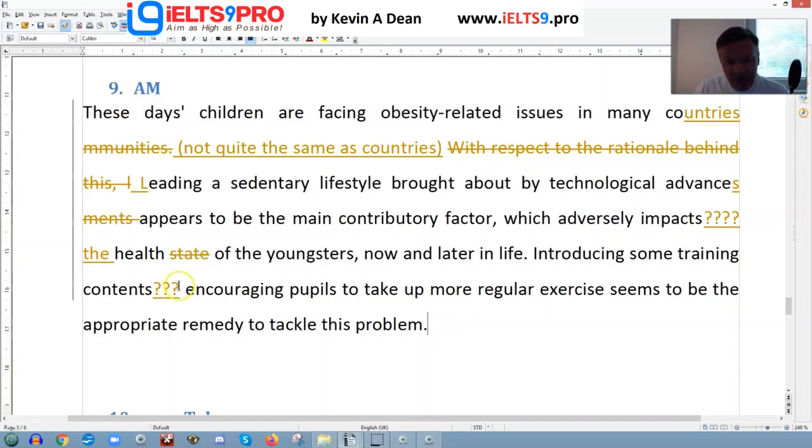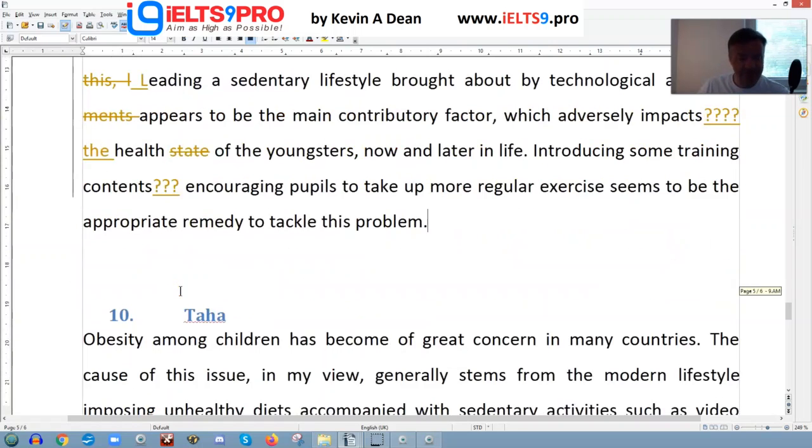Introducing some, now I wasn't sure about this, training contents. I'm not sure what I mean by contents. That means what is inside something, so I'm not really sure what that means. Some training encouraging pupils to take up more regular exercise seems to be the appropriate remedy or way to tackle this problem. Okay.